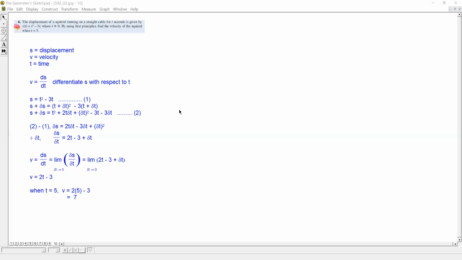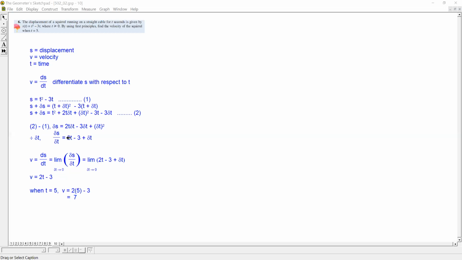Okay, and after that you have to divide by delta t. Divide by delta t, delta s over delta t. This one divided, you are only left with 2t. Divided, you are left with 3. Delta t squared, you divide by 1 delta t, you are left with 1 delta t. Okay, then what is ds/dt? The ds/dt is the limit of delta s over delta t as delta t approaches 0.